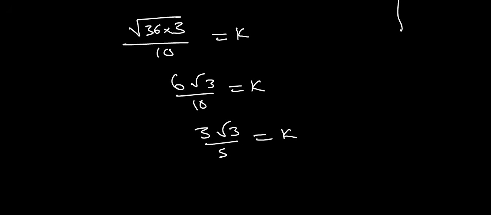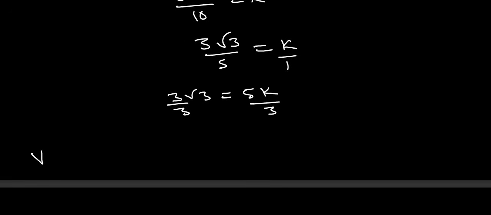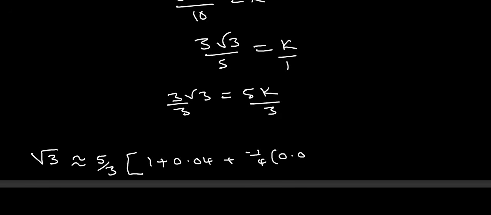At this point, we're just looking forward to making root 3 the subject of the formula. So we're going to cross multiply and say 3 root 3 is the same as 5K. We divide this side by 3, divide this side by 3. So meaning we have an expression for root 3 now. Root 3 is approximately 5 over 3 multiplying K. Remember what K was? K was 0.04 plus negative 1 over 4, 0.08 to the power 2, over 2. Remember this? That's K, right? So now we're saying root 3 is exactly equal to this whole thing by the time you're done solving it.